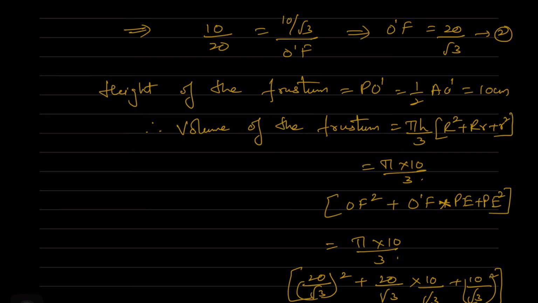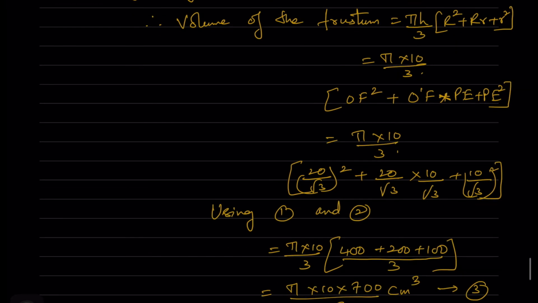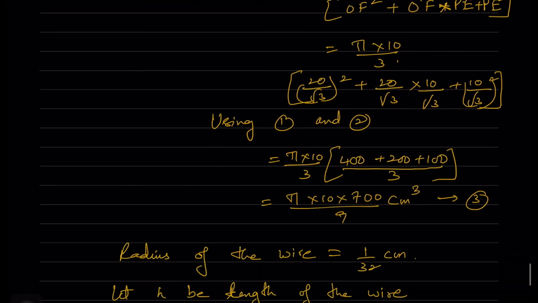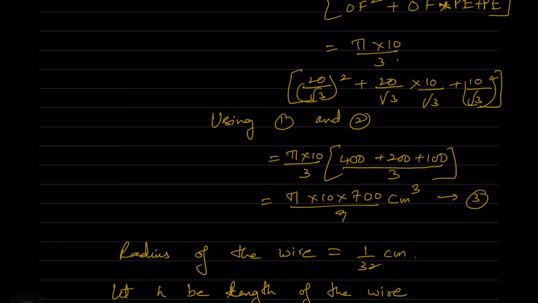So the volume of the frustum is equal to pi h by 3 into R square plus Rr plus r square, which is equal to pi into 10 by 3 into, capital R square is O dash F square, plus O dash F into PE, plus PE square. So here you substitute all those. You know what is O dash F, what is PE, what is PE square. So substituting, you are getting pi into 10 by 3 into 400 plus 200 plus 100 by 3, which is equal to pi into 10 into 700 by 9.